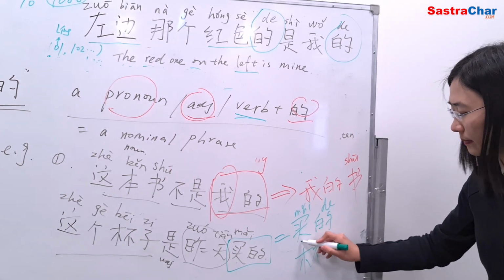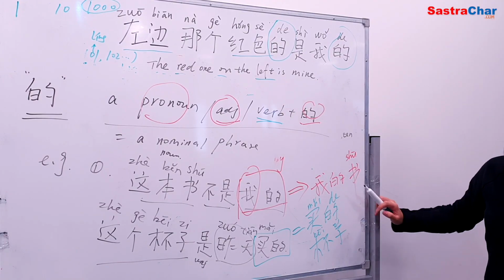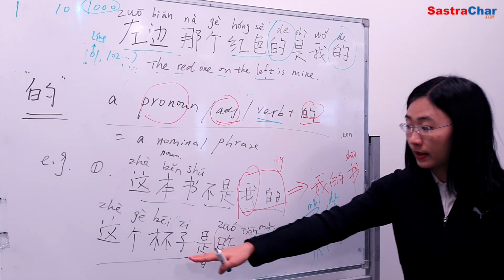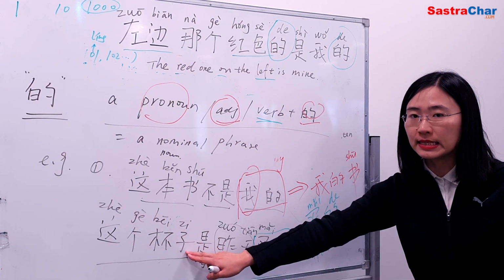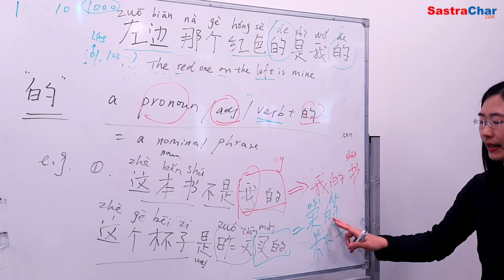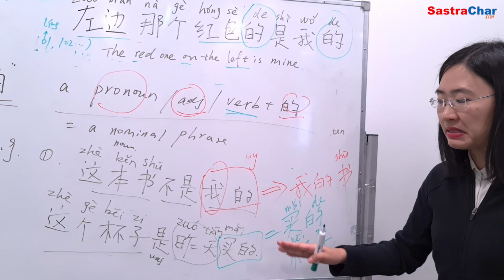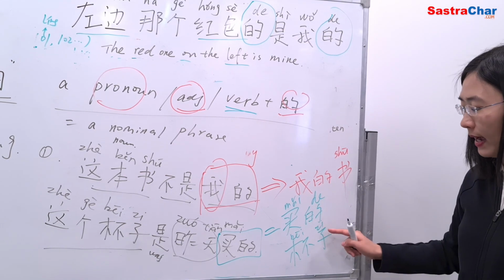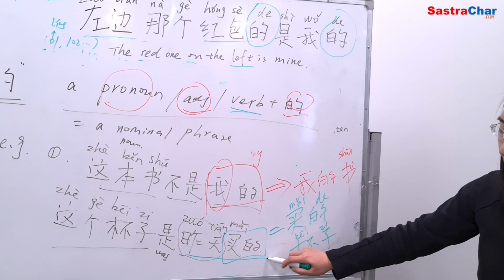买的杯子. Okay, so this in its full form is 买的杯子. If it's in a complete form, this sentence should be 这个杯子是昨天买的杯子. This cup is the cup which is bought yesterday. Right? It's the cup which is bought yesterday. So here, the original form is 是昨天买的.